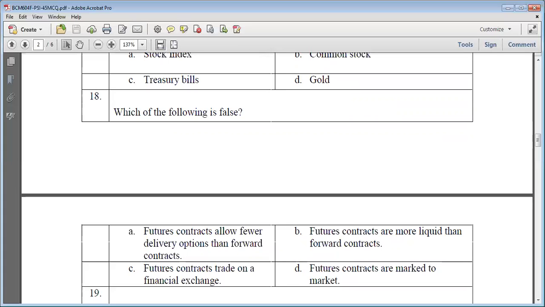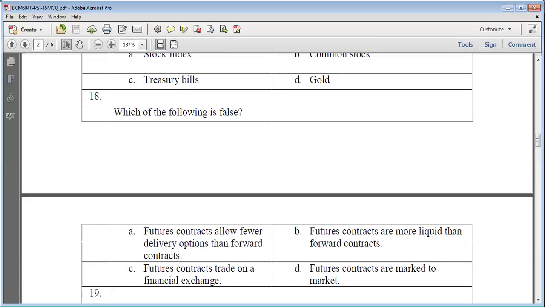In a futures contract, like a forward contract, either delivery of the actual underlying asset may take place or there can be book adjustment. The same alternatives are also available in a forward contract. So we cannot say that a futures contract allows fewer delivery options than a forward contract. So statement A is false.